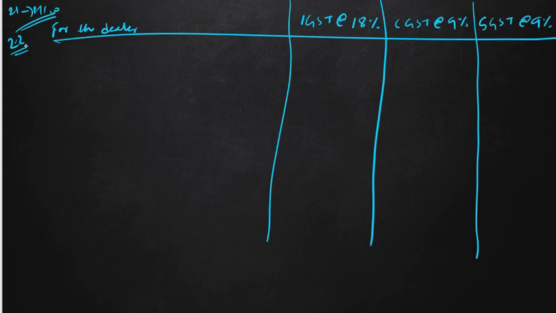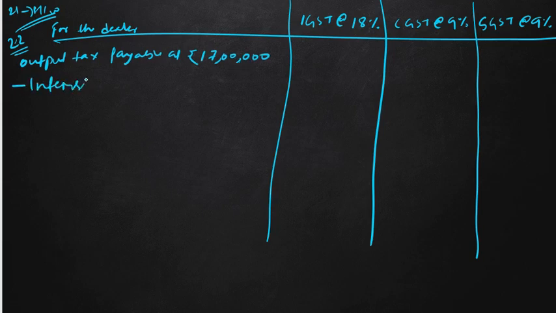Now we will calculate it. So the first transaction was 17 lakh. The dealer supplied electric items worth rupees 17 lakh in interstate. It is already mentioned that it is interstate. So on that amount, output tax will be liable. So output tax payable at rupees 17 lakh.